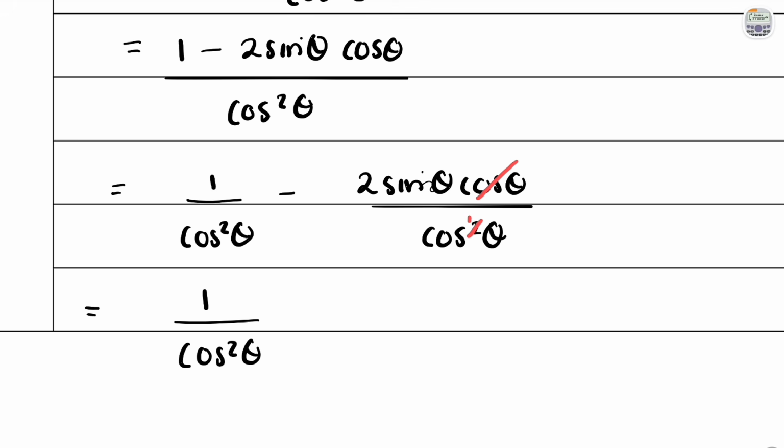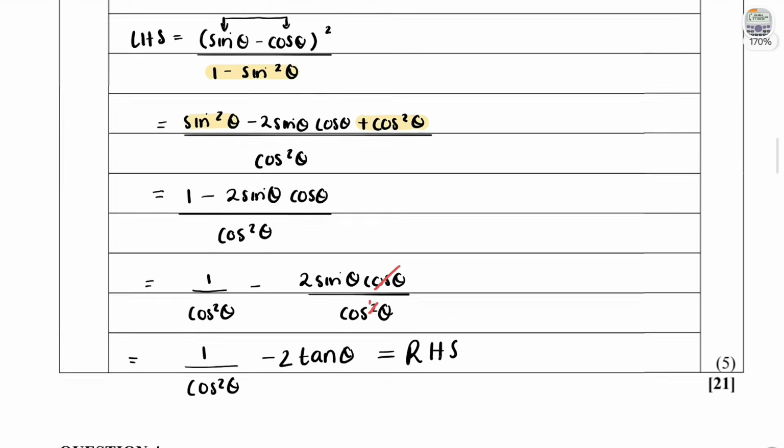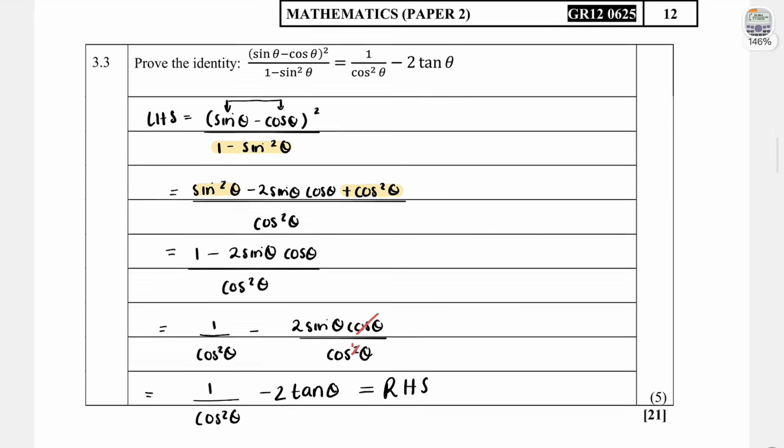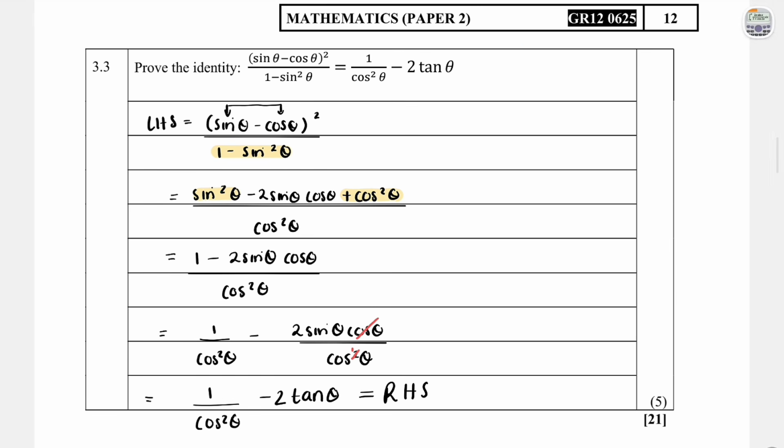Okay, and so we know that sine theta over cos theta gives us tan theta. So that's minus 2 tan theta. And there we go. It is equal to the right-hand side. And we have proven the identity. Okay, and that is it for this question, question 3.